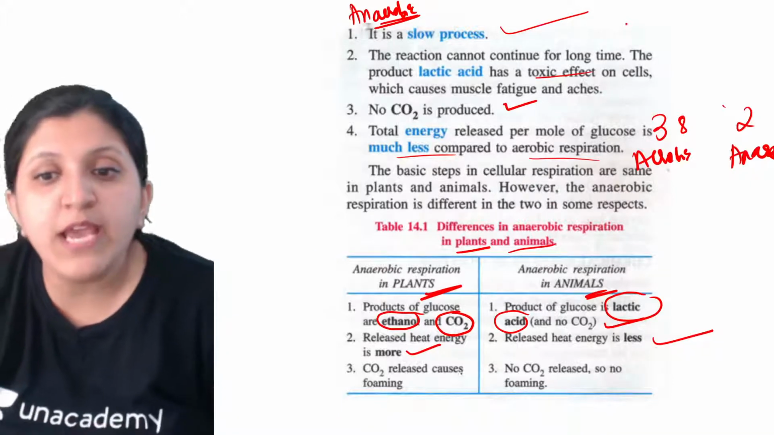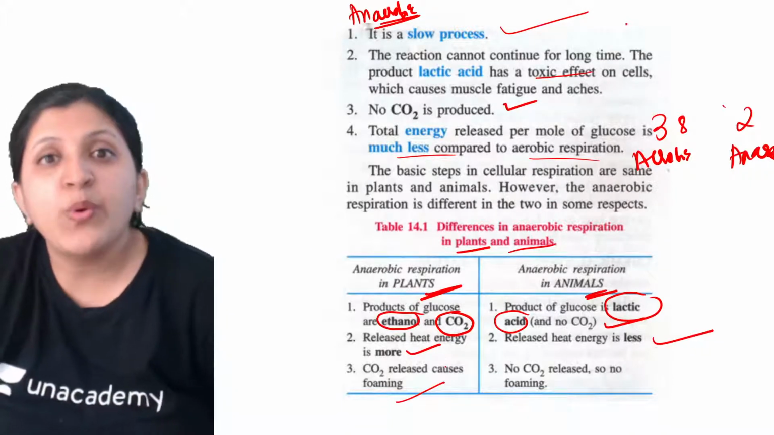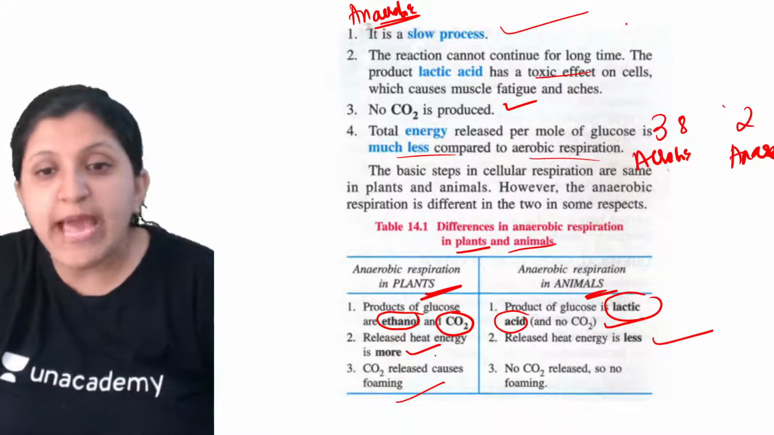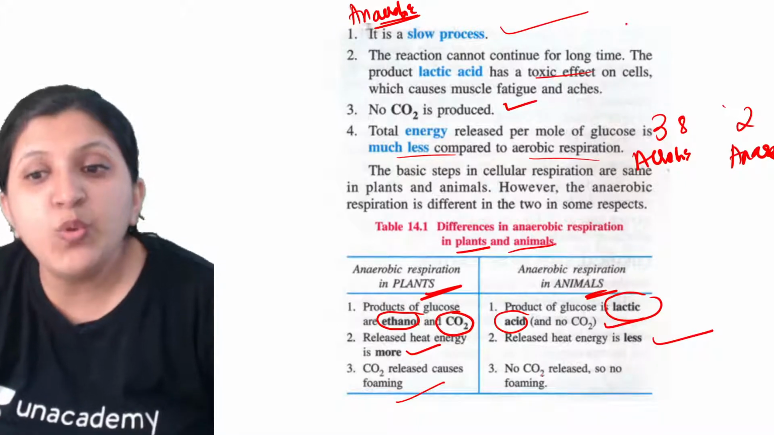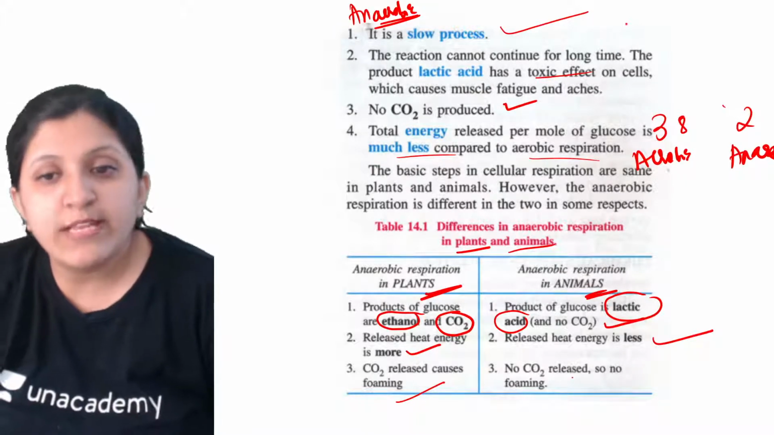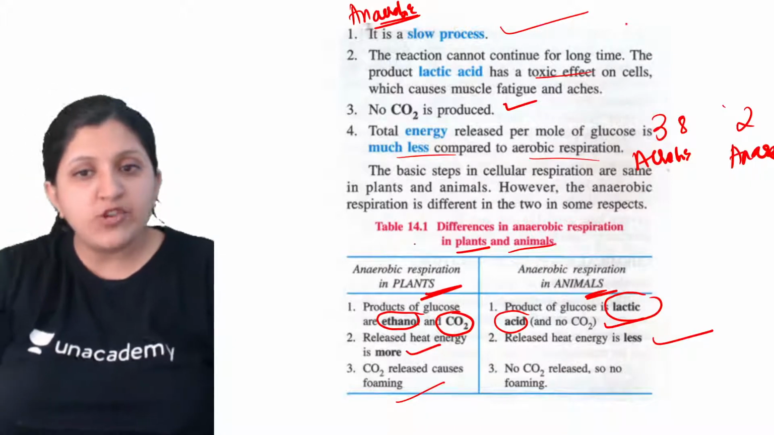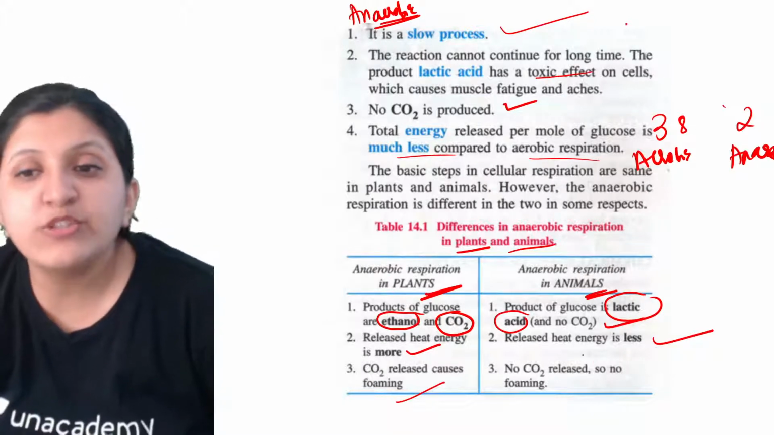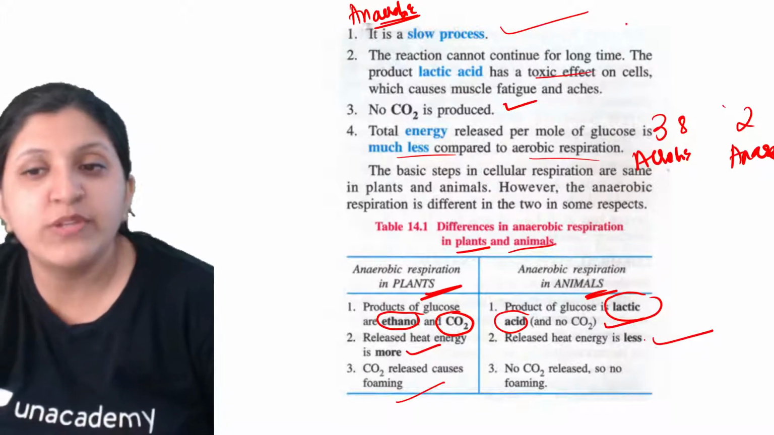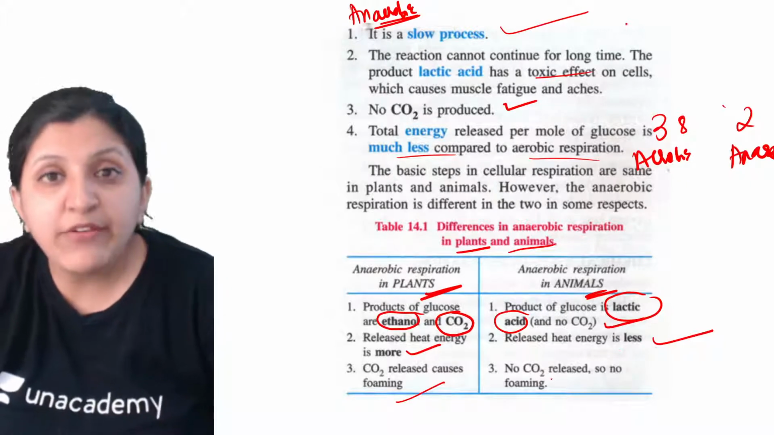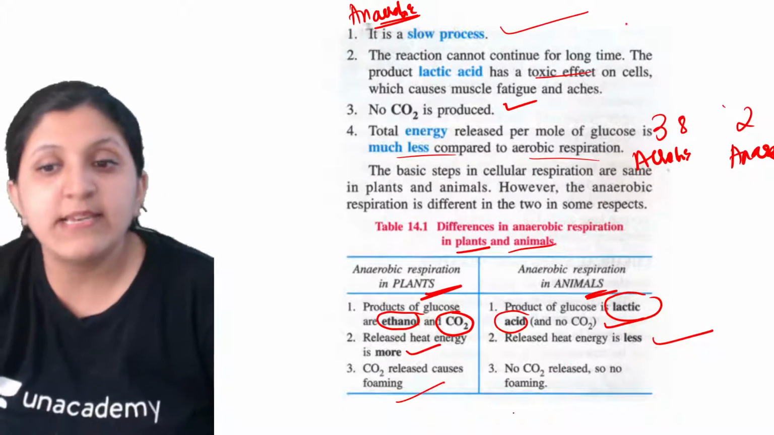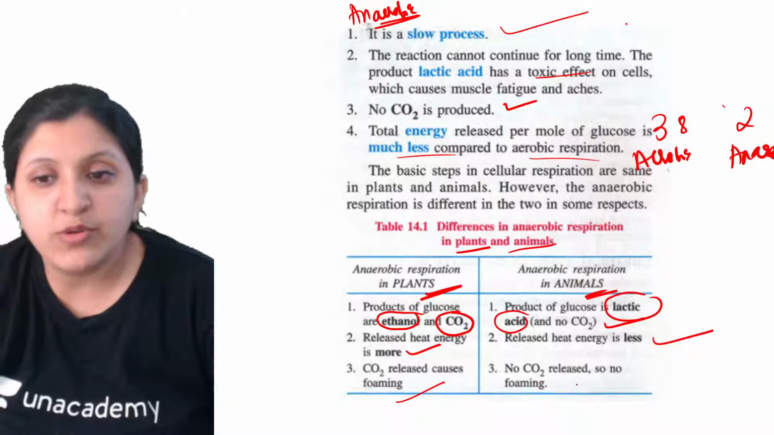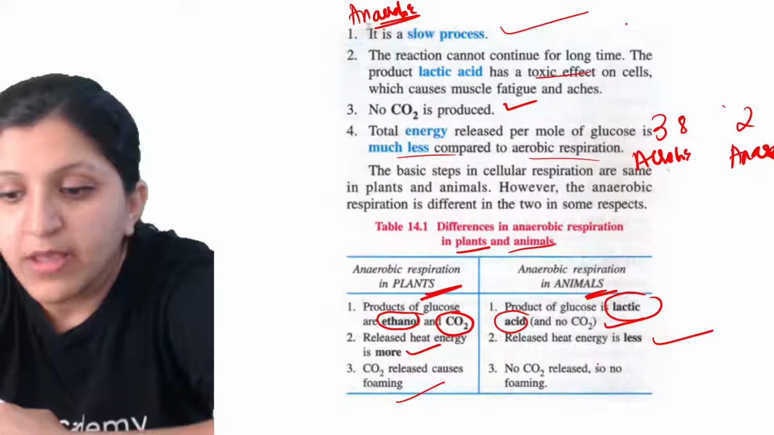The carbon dioxide release causes foaming. The carbon dioxide released from this part will cause foaming, and here no carbon dioxide is released, so there is no foaming. As you can see, in plants carbon dioxide is there, so we can find foaming. Here there is no carbon dioxide role at all in anaerobic respiration occurring because of lactic acid, so no carbon dioxide is formed or released, and there is no foaming.